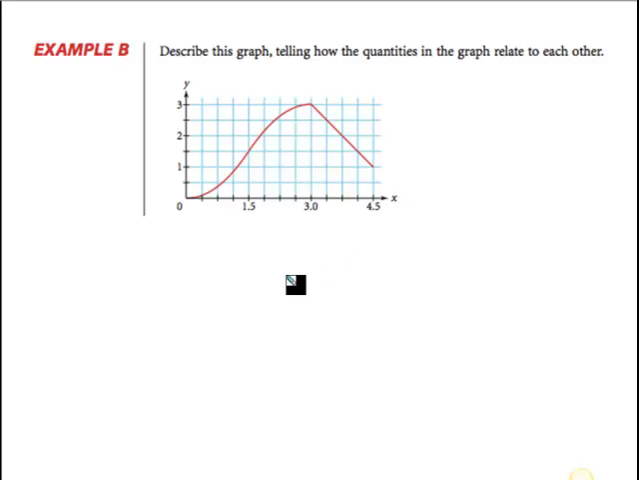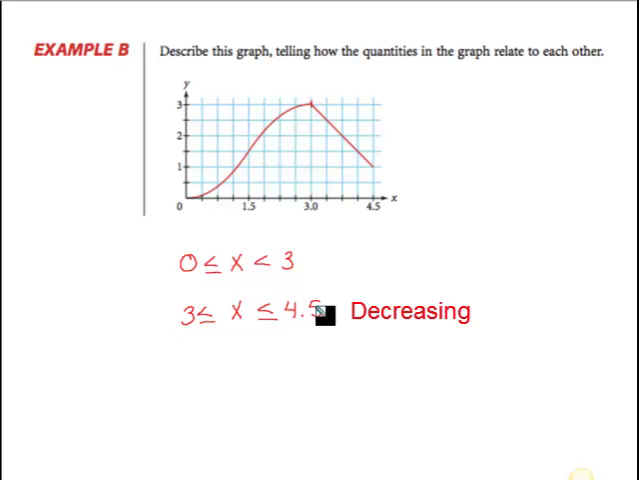We can break this down a little bit and talk about the intervals in which we do increase and in which we decrease. So we can talk here about from the x value of 0, so when x is greater than or equal to 0, until x is equal to 3, or until we reach this 3 mark here, we're increasing, right? And then another interval, from when we leave 3 and continue until 4.5, we are decreasing. So we can talk about that change too.